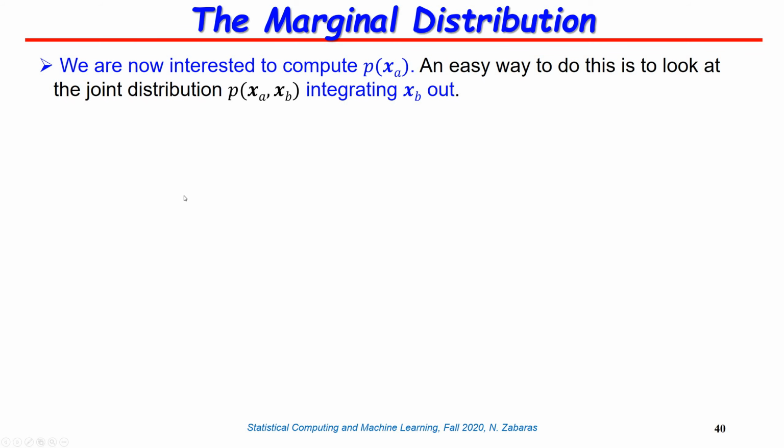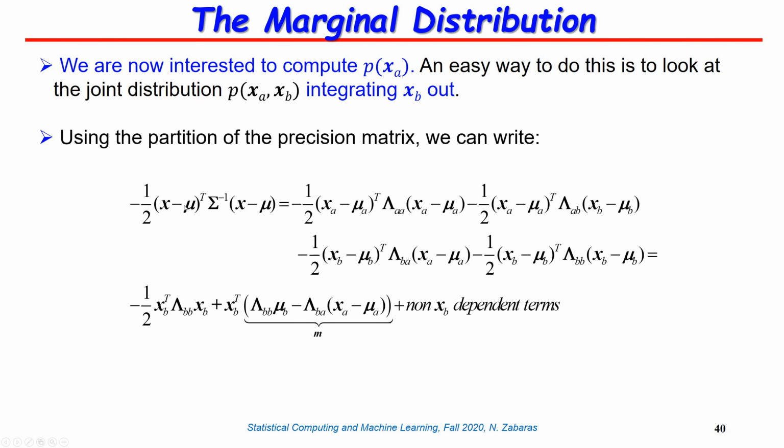So let me highlight this without any proofs whatsoever. You expand the joint, and I do it again in terms of the precision. As I mentioned, we are going to have to complete the square in XB so we can integrate XB out. Immediately here I see a quadratic form. So this is my sigma inverse, and this M that you see here is nothing else but sigma inverse times the mean of this Gaussian.